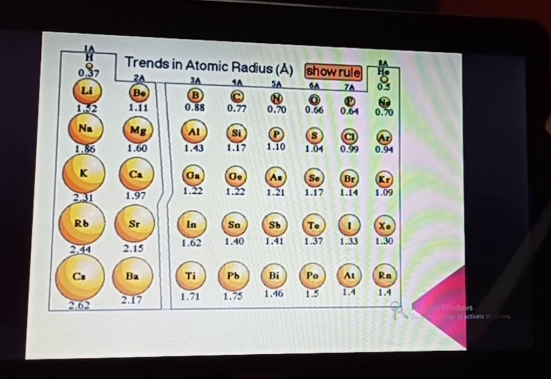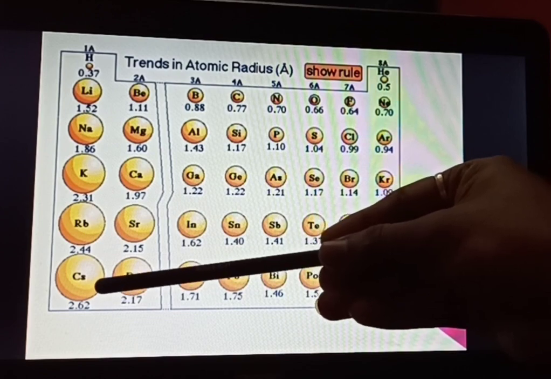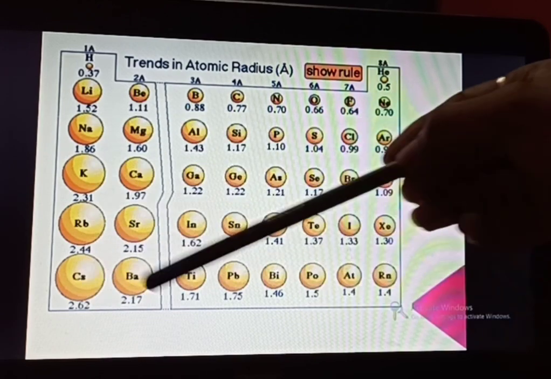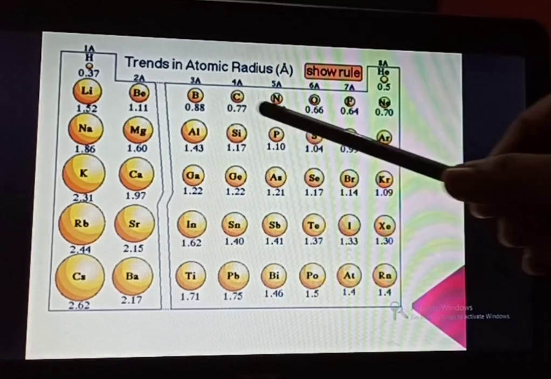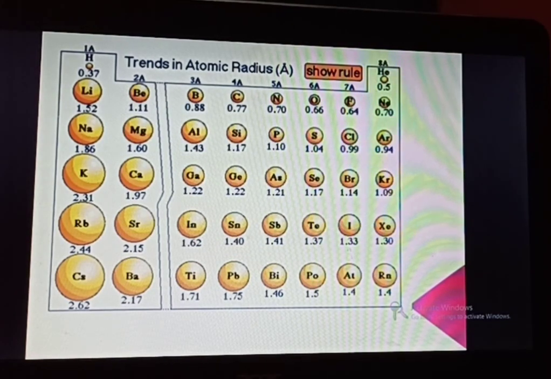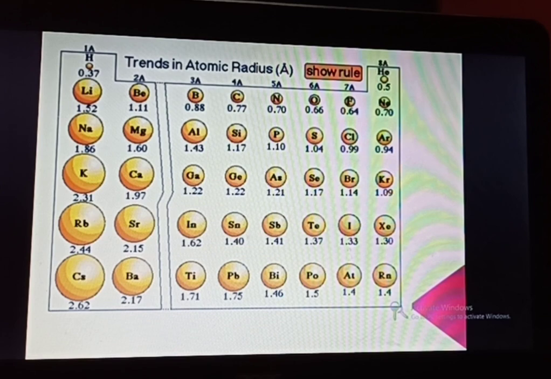But as we move from top to bottom in a group, the atomic radius increases because the number of shells is increasing. So therefore, from left to right, atomic radius decreases, and from top to bottom, atomic radius increases because the valence shell increases.